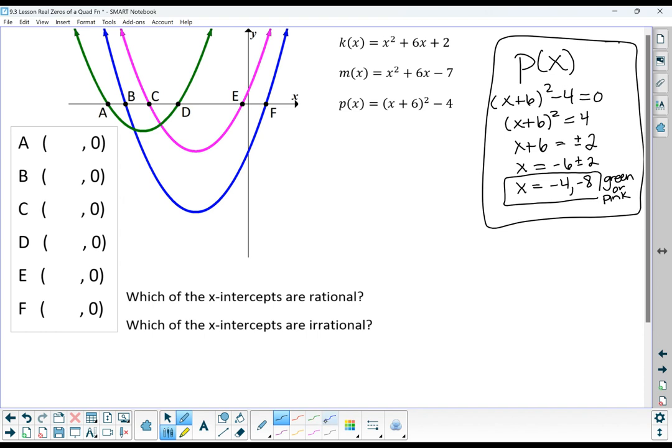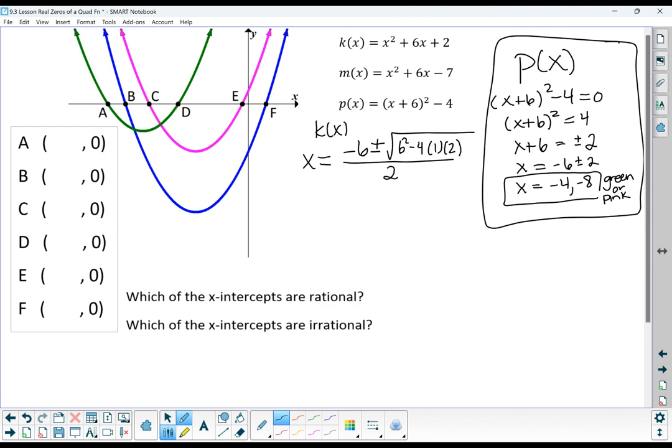Now let's think about function k of x. Well, function k of x, x squared plus 6x plus 2, is not a factorable function. There are not factors of 2 that add up to 6. So for k of x, we're going to use the quadratic formula. x equals -b plus and minus the square root of b squared minus 4 times a times c, and that's all divided by 2a. And a is 1, so that denominator is just 2.